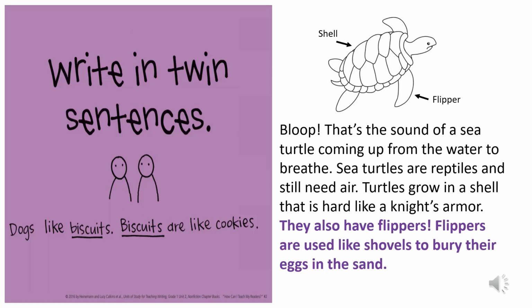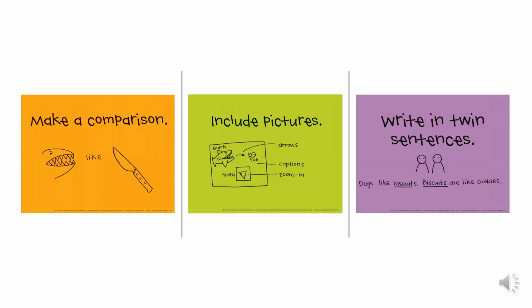In my writing, I used a twin sentence. I'll read it. They also have flippers. Flippers are used like shovels to bury their eggs in the sand. The first fact I told you about were their flippers, and then I gave you additional information about what their flippers do in the next sentence. When you are working on your writing, I want you to remember to make comparisons, include pictures, and to write in twin sentences. These are all things that good nonfiction writers do.